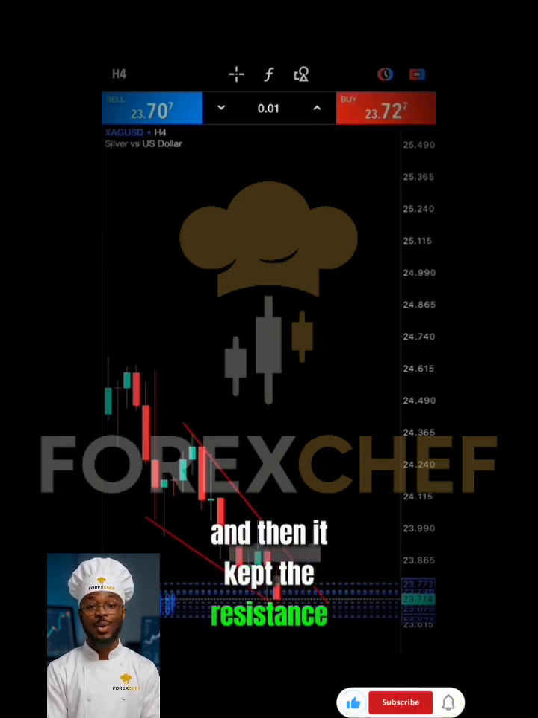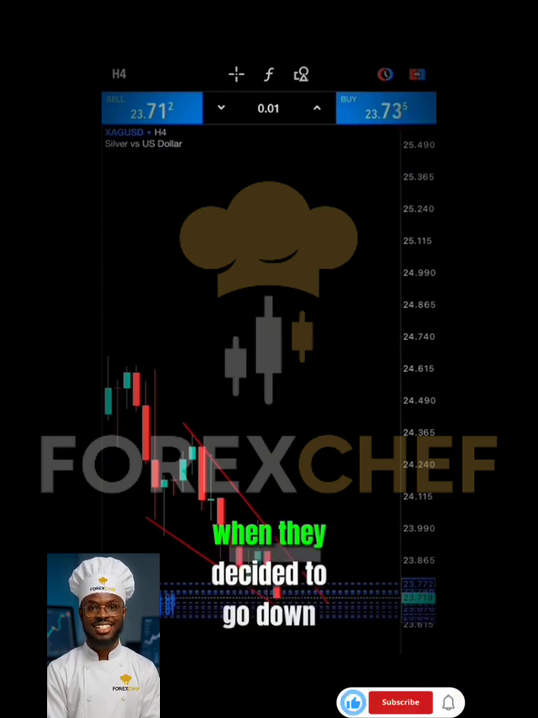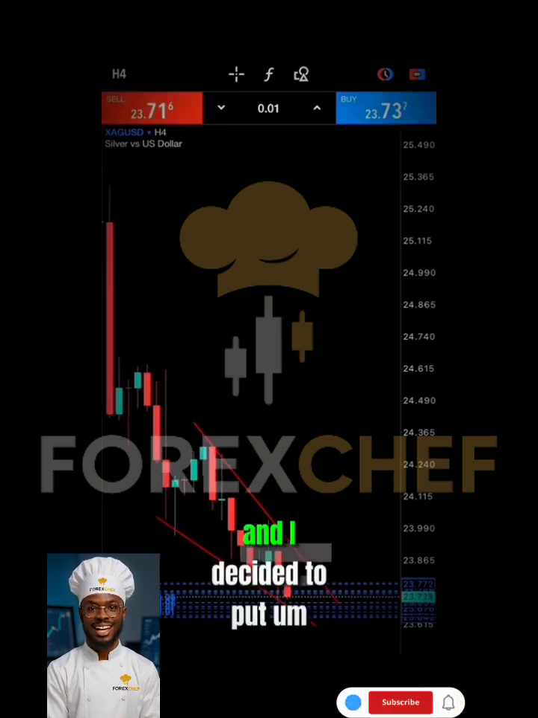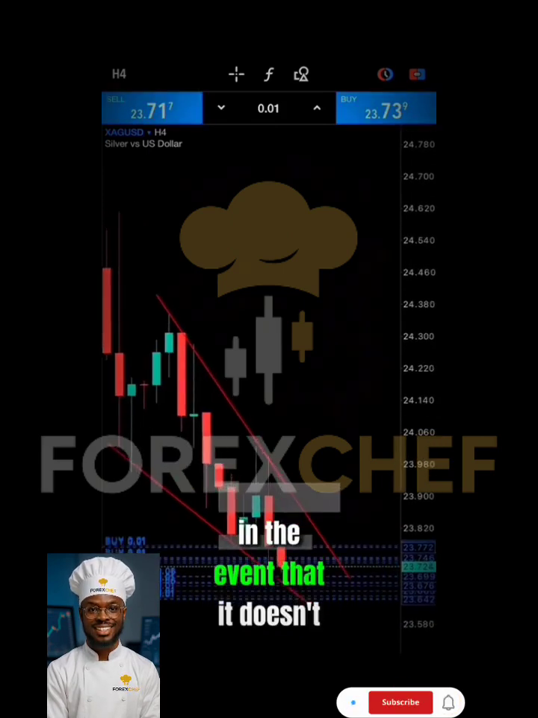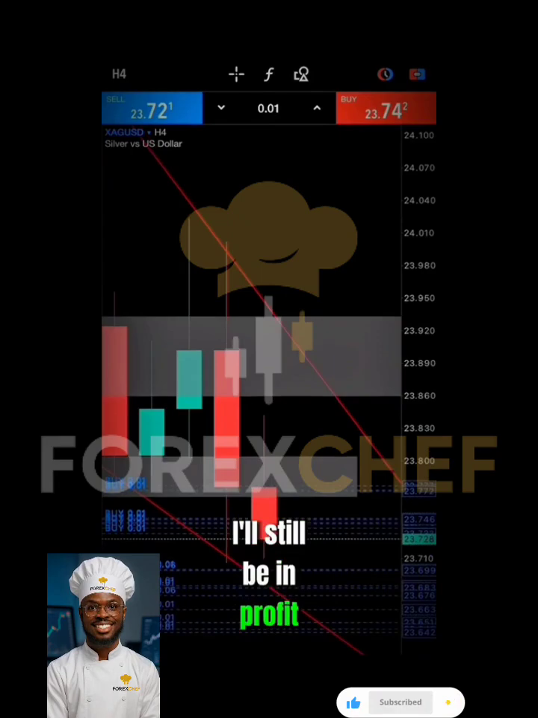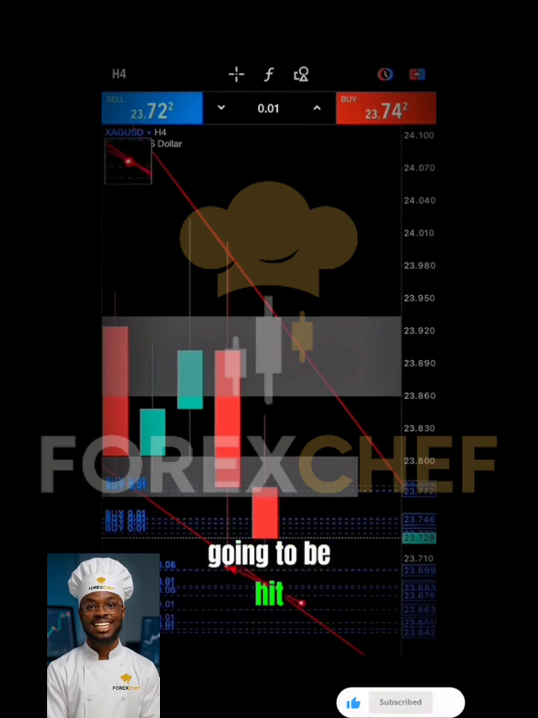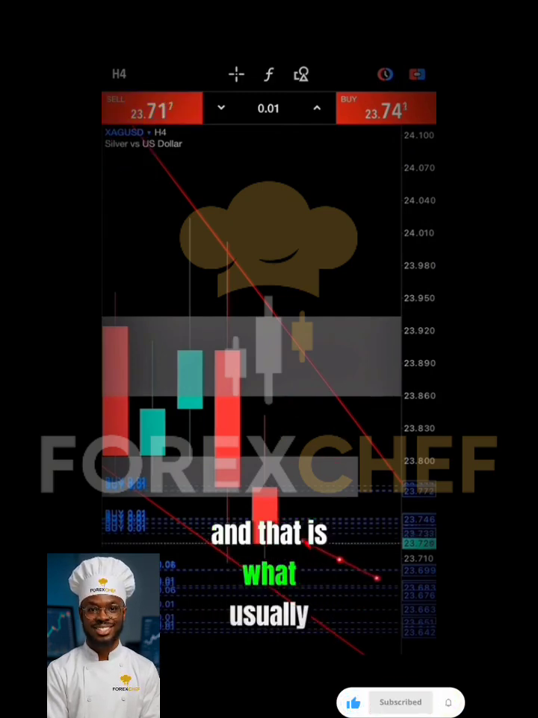So what I did is that I put a lot of buy limits for the stop loss takers when they started to go down. When price goes down to that area, my buy limits will be activated. I put a lot of buy limits there, and I decided to put a small buy position which is active, in the event that it doesn't go down, I'll still be in profit. So I know that the stop losses of the early buyers are going to be hit, and when they are hit, it's going to activate my buy limits, and that is what usually always happens.